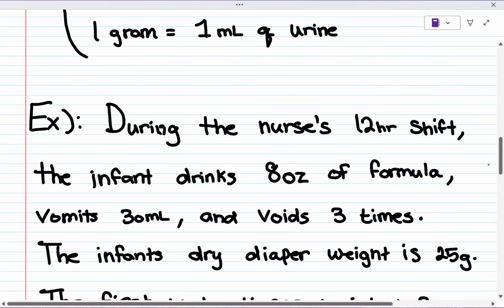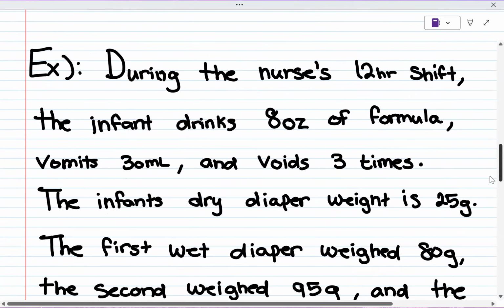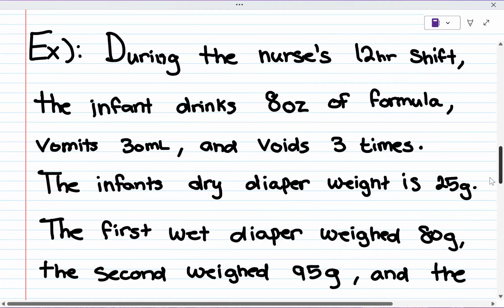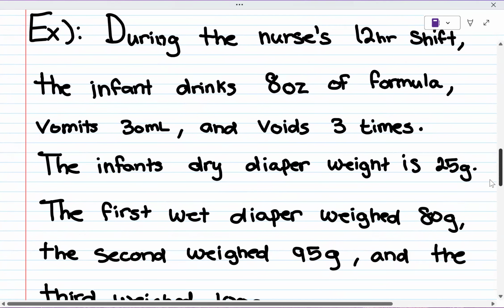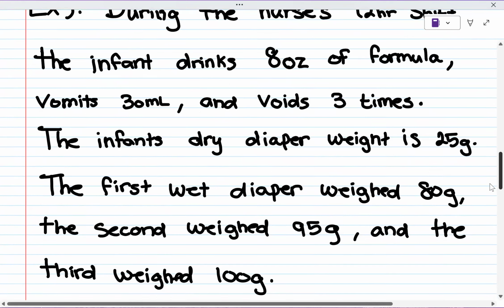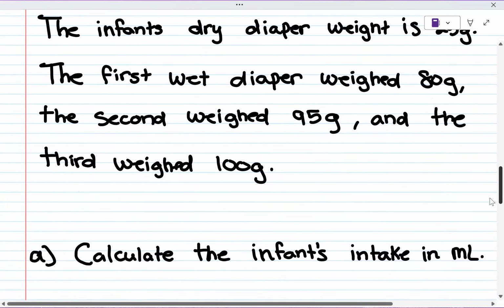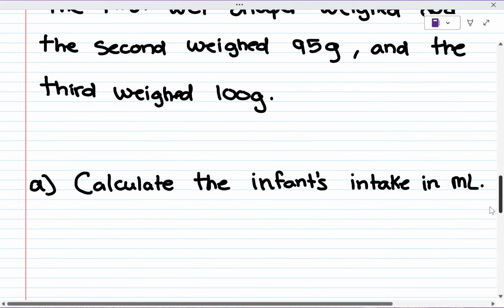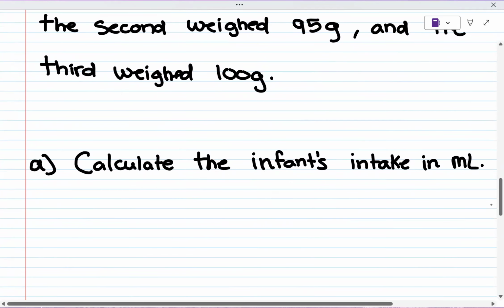Okay, so let's do example one, or I think there's only one example. During the nurse's 12-hour shift, the infant drinks 8 ounces of formula and then vomits 30 milliliters and voids 3 times. The infant's dry diaper weighs 25 grams. The first wet diaper weighed 80 grams. The second weighed 95 grams, and the third weighed 100 grams. Part A says calculate the infant's intake in milliliters.